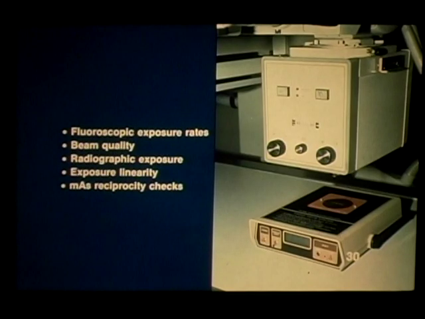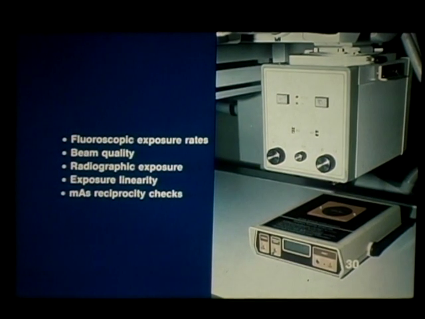Number 30. This digital MR exposure meter is designed to monitor fluoroscopic exposure rates, beam quality or half-value layer, radiographic exposure and exposure linearity, time linearity, and MAS reciprocity. A similar device is available for KVP measurements for a wide range of KVP and MAS values. These devices are easily and quickly used. Tabletop exposures can be made to evaluate X-ray sources both above and below the table.